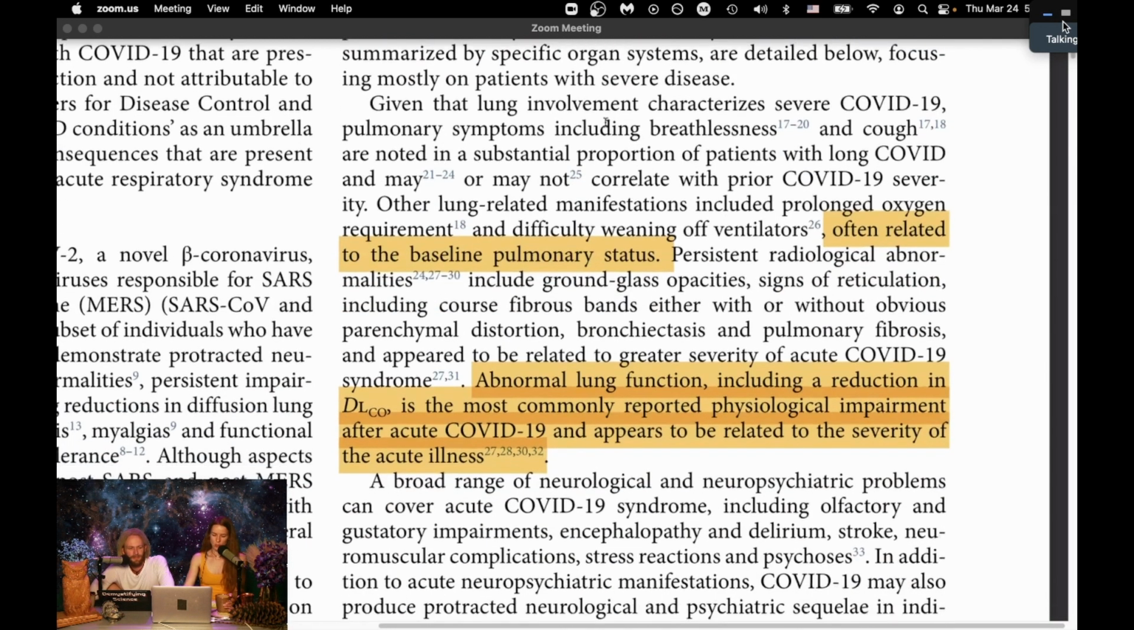Let's see. So some lung stuff does maintain in these patients with COVID-19. It may or may not correlate with prior COVID-19 severity. It's really interesting reading these papers because this is what the literature on COVID looked like a year ago. Yeah, this is going to be one of the more difficult lectures in terms of saying something conclusive.